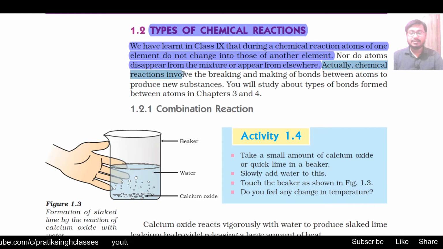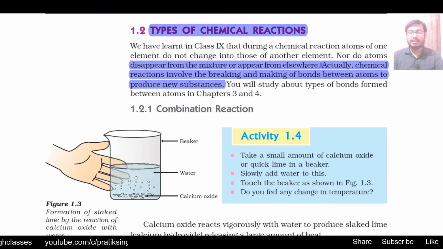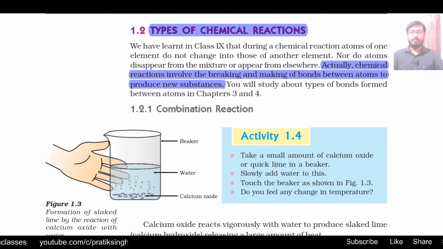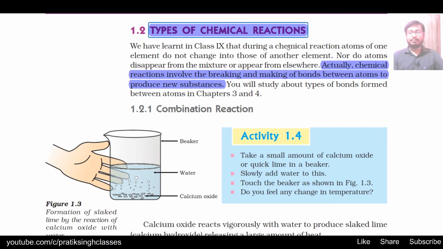Actually, chemical reactions involve the breaking and making of bonds between atoms to produce new substances. So whatever reactants and products we see, reactants convert into products because of a rearrangement of bonds among the atoms. In actuality the atoms remain the same, but the bonds rearrange and make a new product. When they make a new product, the atoms remain the same.